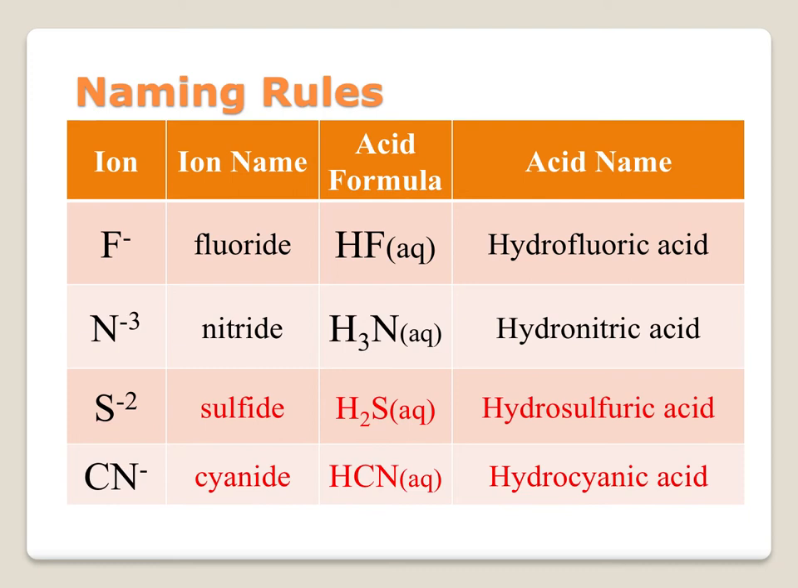The bottom 2 rows here are filled in. S2- is sulfide, gives us H2S, remembering to put the AQ, hydrosulfuric acid. Then CN-, it is a polyatomic ion, but it ends with "ide," so it does follow the rule here. We have HCN, because +1 and -1, and it's hydrocyanic acid.